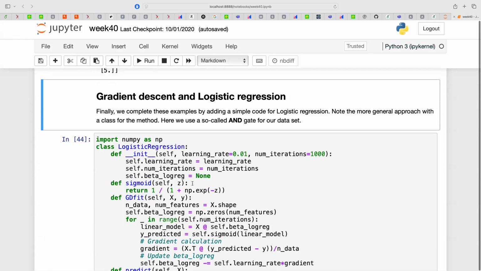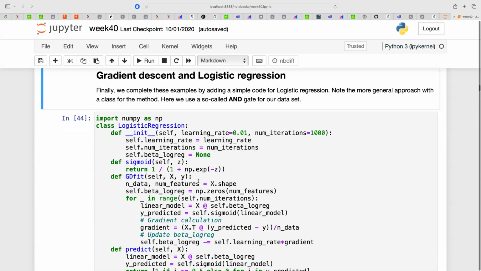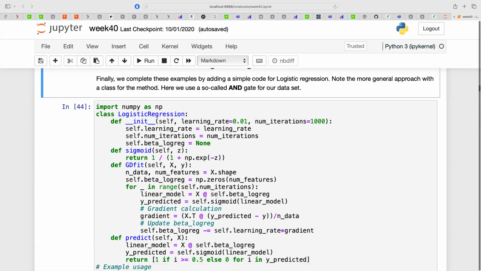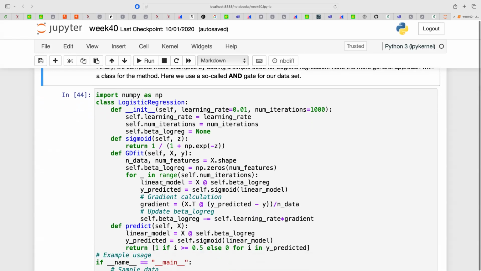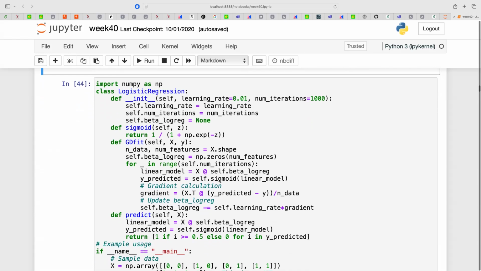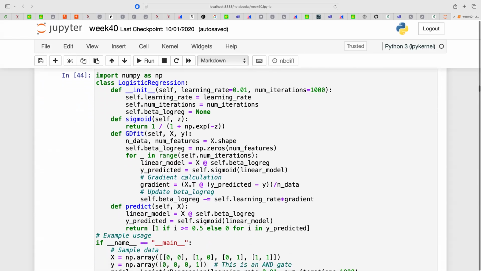So here you could actually make a class for logistic regression. And this specific class here takes the number of iterations. It has a fixed learning rate. And in this case, we have this sigmoid function, which we discussed last week and the week before. And here we do a gradient fit. And you can see now the gradient fit without automatic differentiation. We are now calculating the linear model with a design matrix times the parameter for logistic regression. The predicted value is the one we get from the sigmoid function. And then the gradient is the expression which we calculated in the lectures last week and the week before.